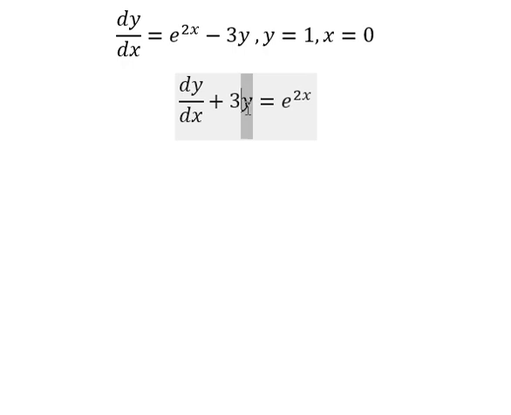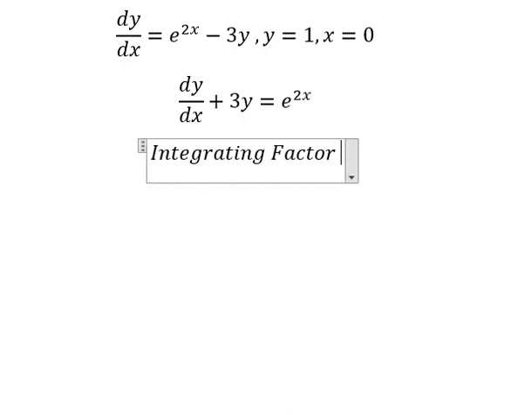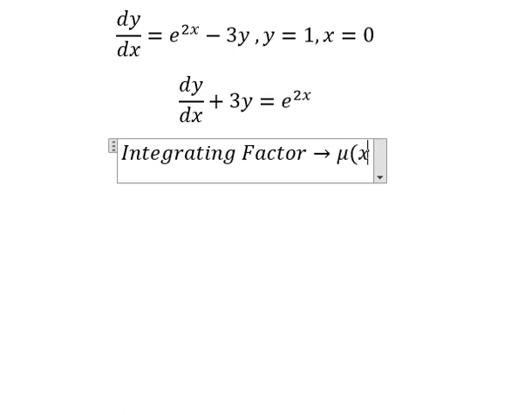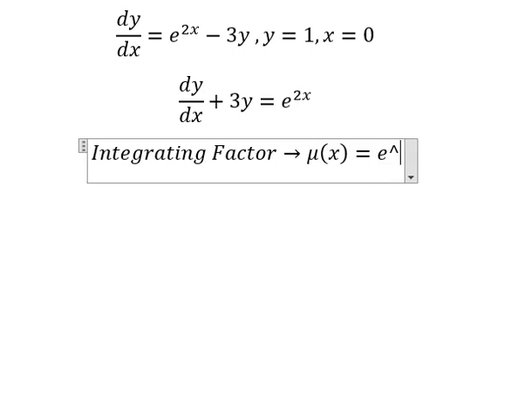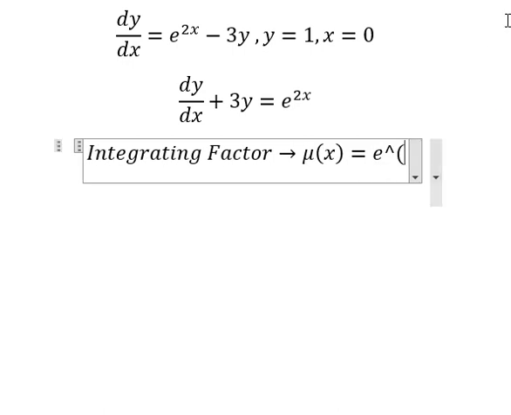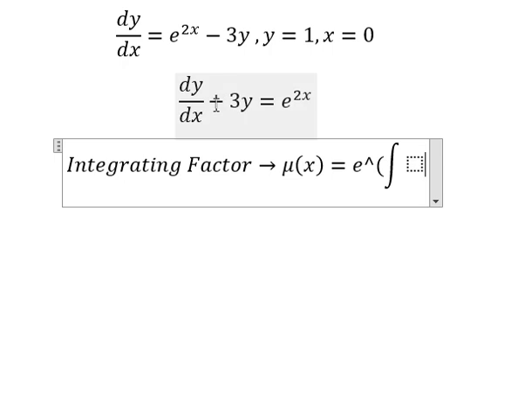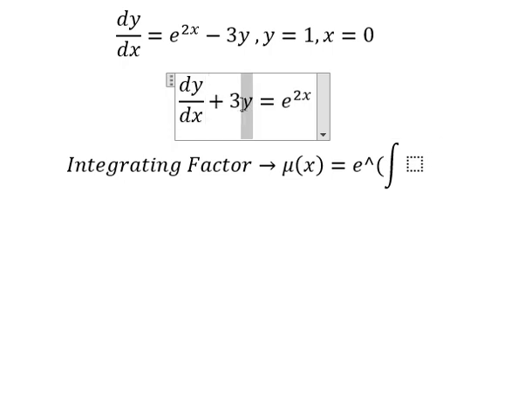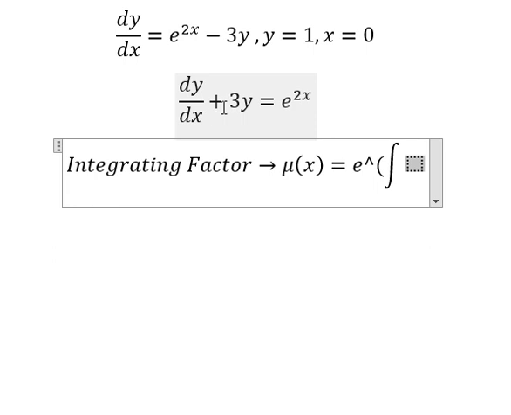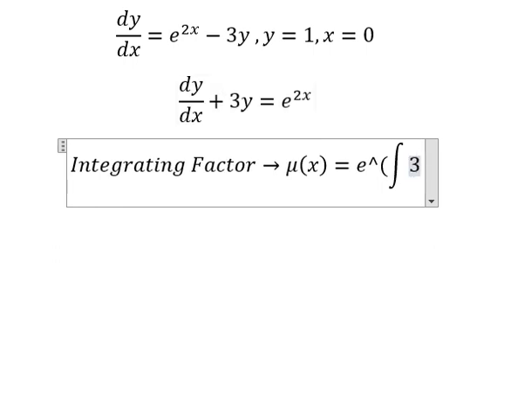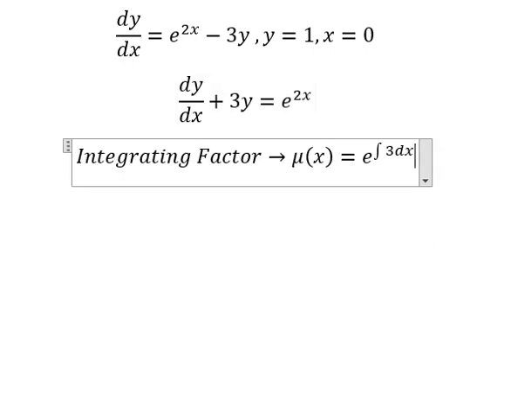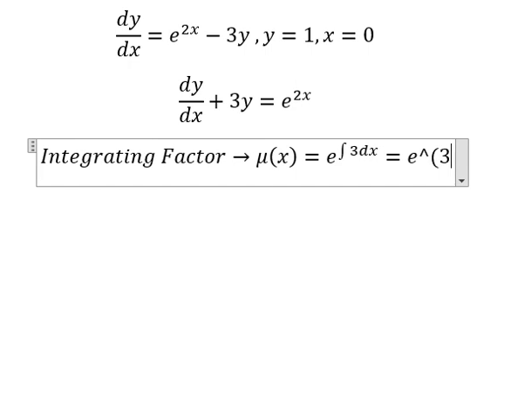We have y and the first derivative of y, so we can use an integrating factor. We need to find mu of x equals e to the power of the integration. We can see the positive number 3 next to y. This is for the integrating factor, and that is 3x.